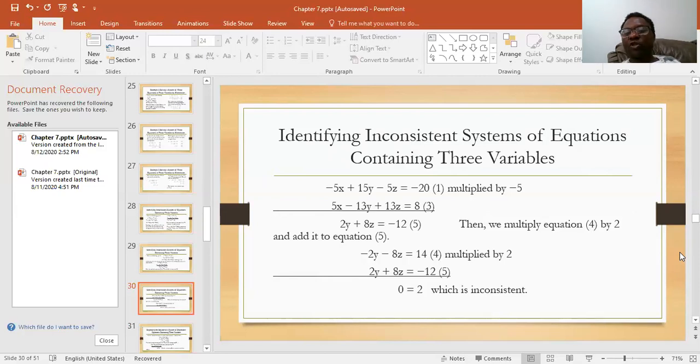Then we multiply equation 4 by 2 and add it to equation 5 to get minus 2y minus 8z equals 14, and then 2y plus 8z equals minus 14. When we add the two, we get 0 equals 2, which is inconsistent.